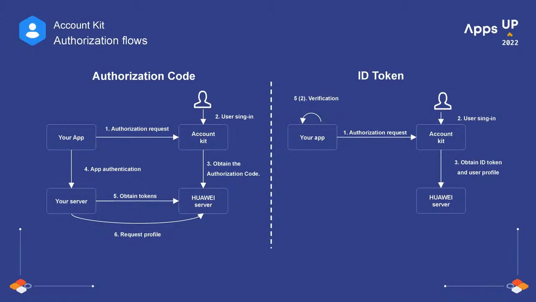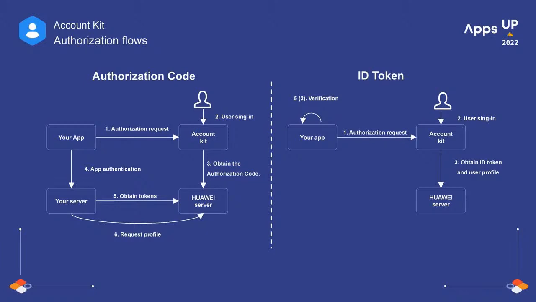First, your app will send an authorization request to Account Kit. Account Kit then will show an authorization page where the user has to authorize your app to access their Huawei ID. Then Account Kit will communicate with the Huawei server to obtain an ID token and the user profile, which then will be returned to your app. However, the thing about this flow is that it's a little risky, so you need to make sure that you verify the data that you get, because this is all happening on the client side. So on a rooted device, let's say, someone can hack your app, or they can simply replace system apps and then send fake data pretending that they are Account Kit.